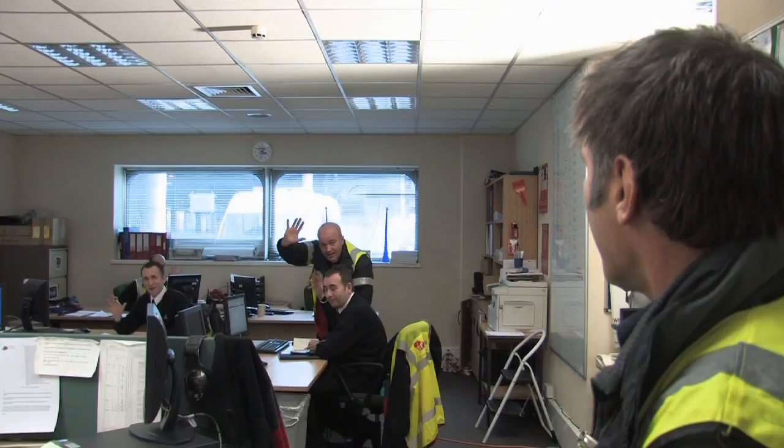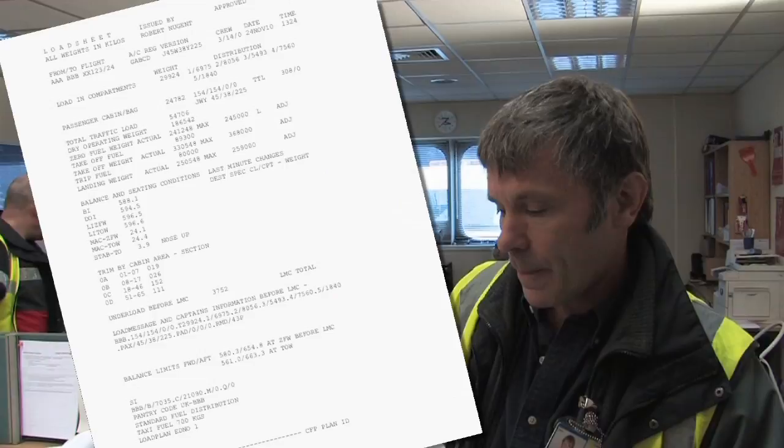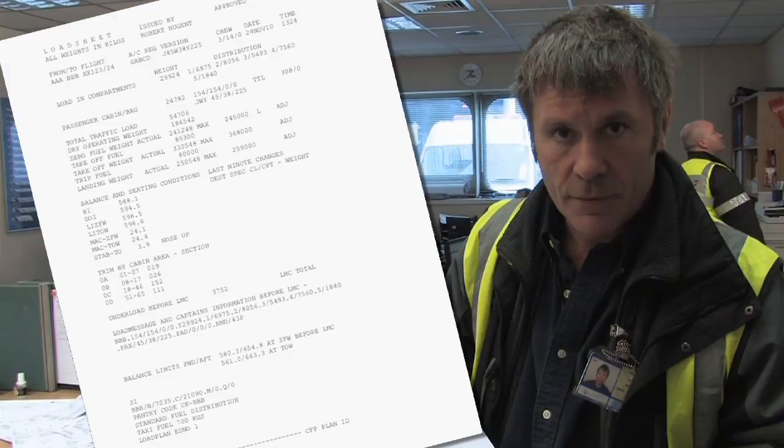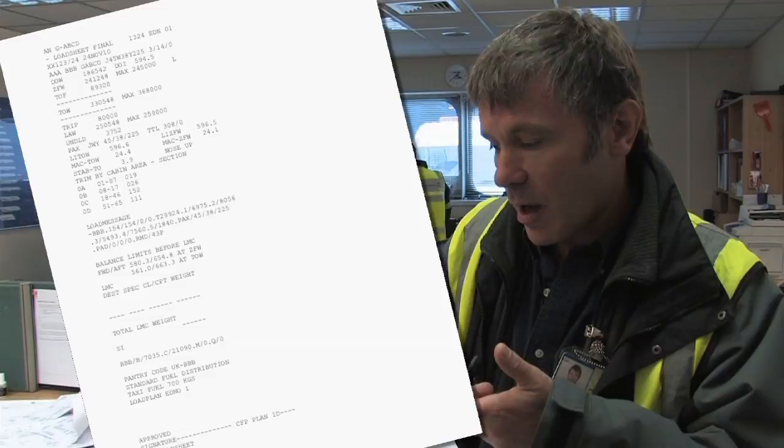Here is a typical load sheet. It contains vital information about the weight and balance of the aircraft. It's extremely important that the calculations on this document are cross-checked for accuracy. In an extreme situation, if they're in error, the aircraft may not even take off at all.